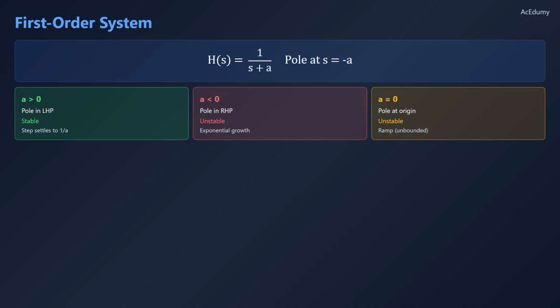Consider a first-order system with transfer function H(s) equals 1 over s plus a. This system has a single pole at s equals negative a. If a is positive, the pole lies in the left half plane and the system is stable. The step response rises to a final value of 1 over a and stays there. If a is negative, the pole lies in the right half plane and the system is unstable. The step response grows exponentially without bound. If a equals 0, the pole is at the origin and the step response is a ramp, which is unbounded. So a simple pole at the origin makes the system unstable for a step input.